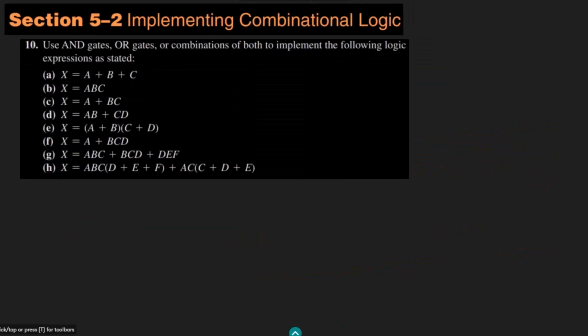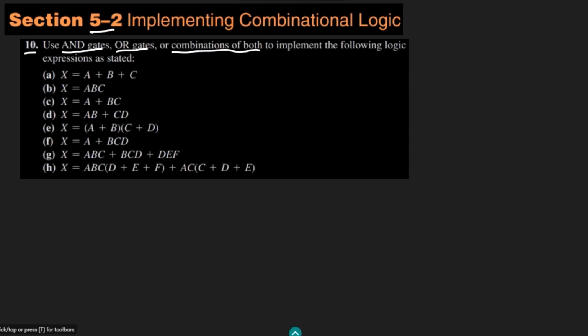Welcome back guys, this is section 5.2 and today we are going to solve question number 10 of it. In this question the statement is use AND gates, OR gates, or a combination of both to implement the following logic expressions as stated. We have to implement these logic expressions as digital circuits, which is the basic step in digital logic design.